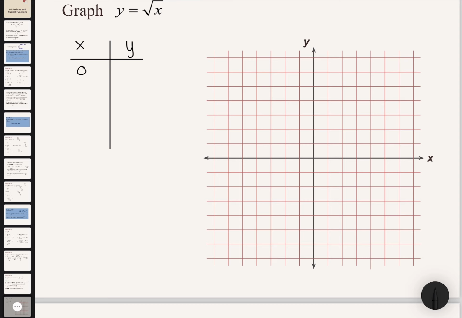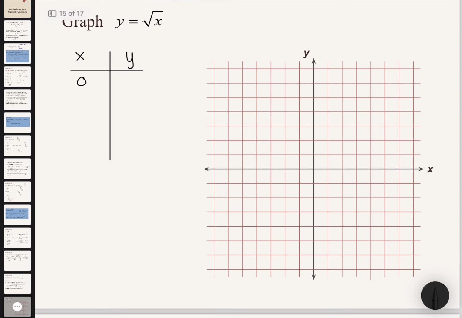Okay, if I plug in 0 for x into this function, what would y equal? 0. If I plug in 1, what would y equal? 1. Okay, I'm going to start plotting those 2 points. So I have this point 0, comma 0. I have this point 1, comma 1.